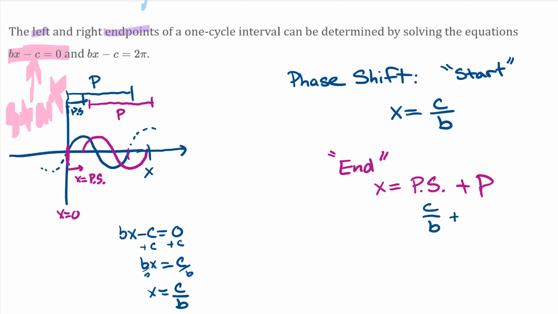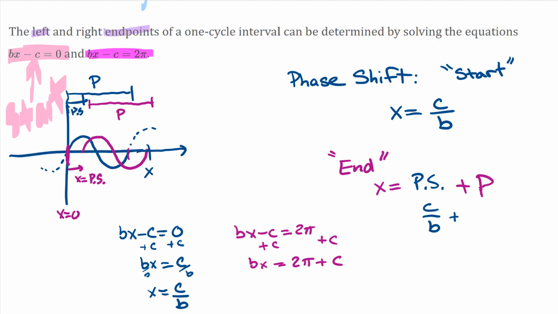Now, that's cool. I told you that was going to be our starting point, our phase shift from up above, plus the period. And here's where we're going to get our right endpoint: bx minus c is equal to 2 pi. So let's do the same thing. Let's do a little bit of algebra to it. So bx minus c is equal to 2 pi. We're going to add the c over, just like we did before. It's all the same process.